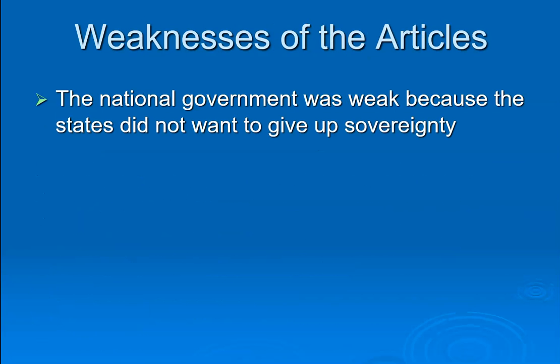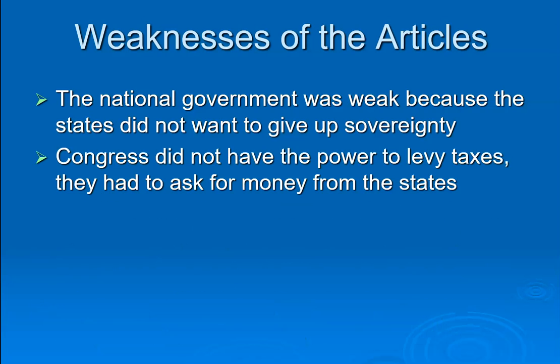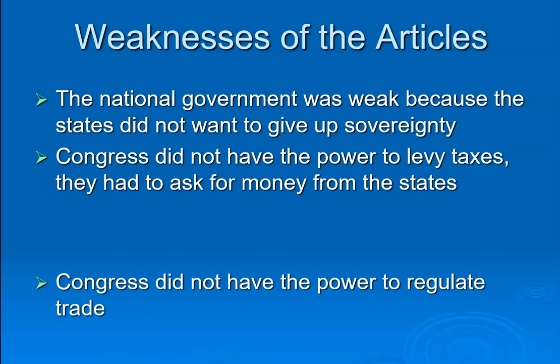The weaknesses of the Articles. The national government was weak because the states did not want to give up their power, their sovereignty. Congress did not have the power to levy taxes, and so they had to ask the states for money, and many times the states did not give Congress money.